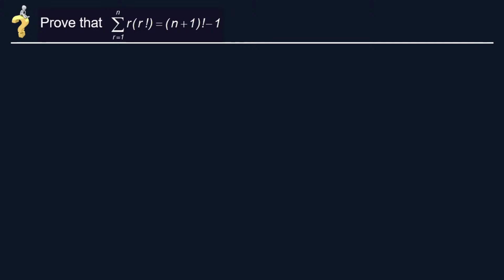The question is prove that the sum over r of r into factorial r is equal to (n plus 1) factorial minus 1. So we have to deal with this sigma. What is given to us? r into factorial r.